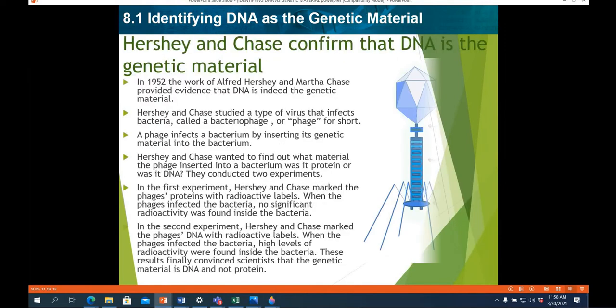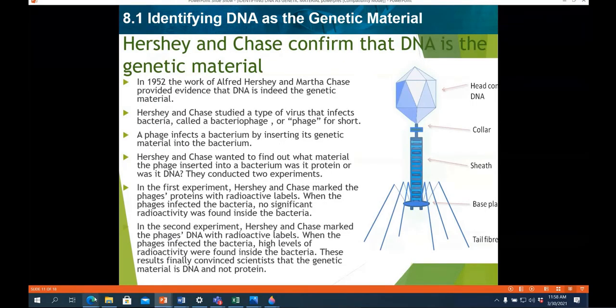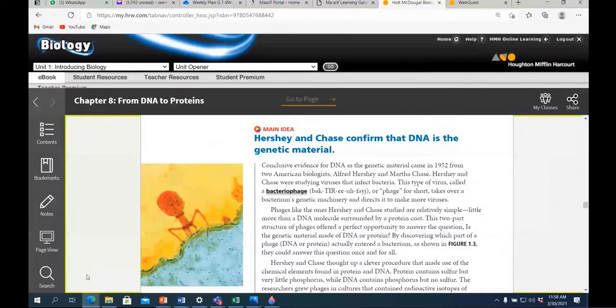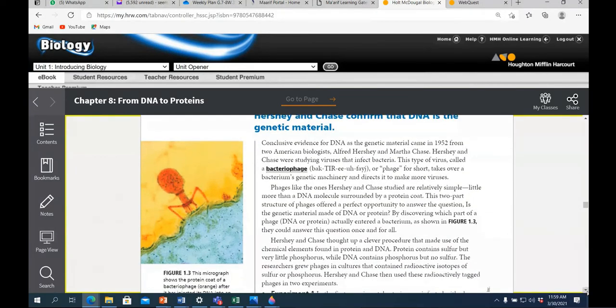Thank you, Jenna. Now let's continue and discuss Hershey and Chase experiments. Okay, I'm on the next page, ladies, which is page number 214 now. All right. So Hershey and Chase, they confirmed that DNA is the genetic material. How? Because they also conducted many researches. Conclusive evidence for DNA as a genetic material came in 1952. All right.